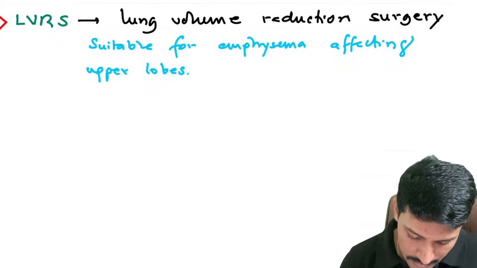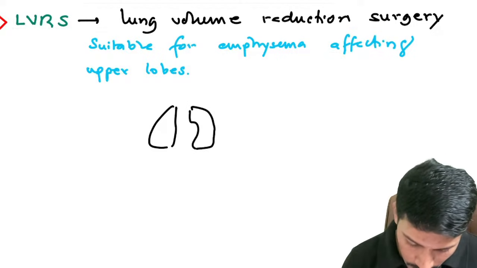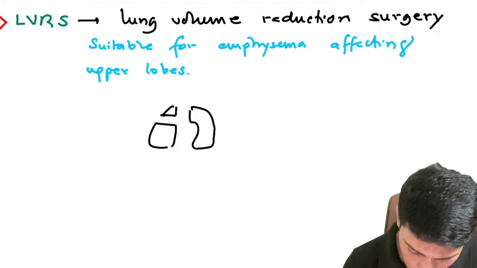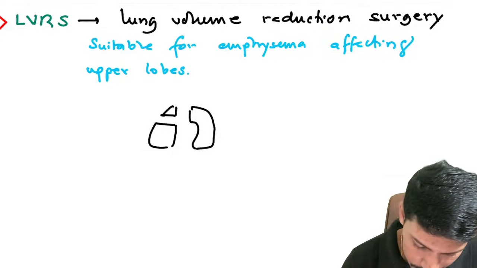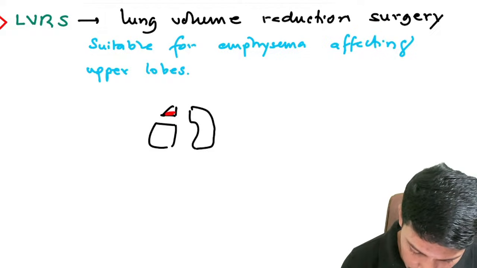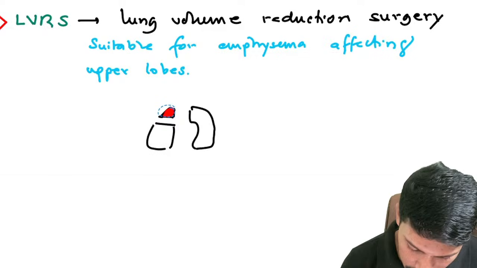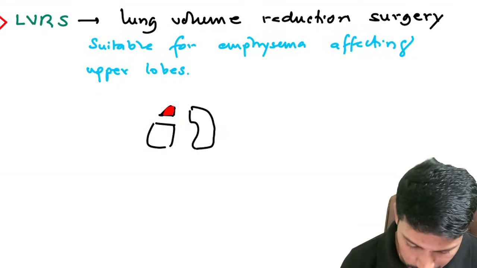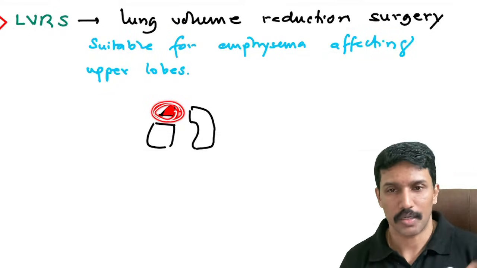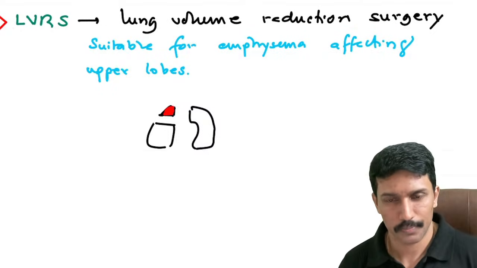So let us say that this is one lung and this part of the lung is having emphysema. Then the surgeons will remove this part of the lung. Only that part which is emphysematous is removed. This procedure is what we call lung volume reduction surgery.